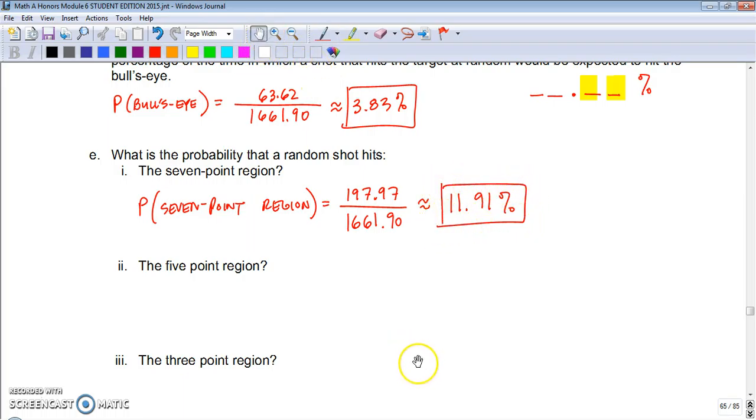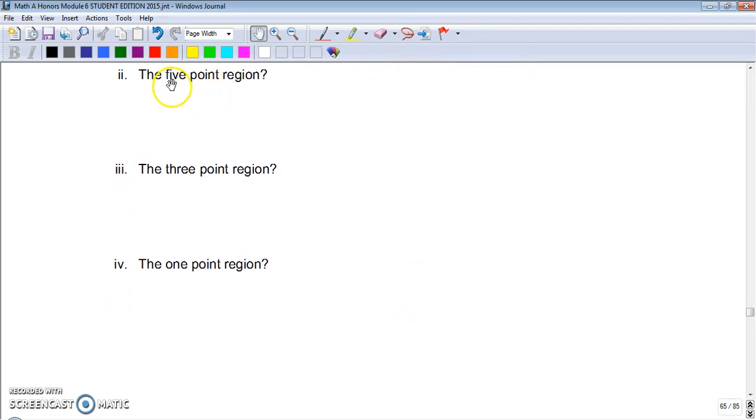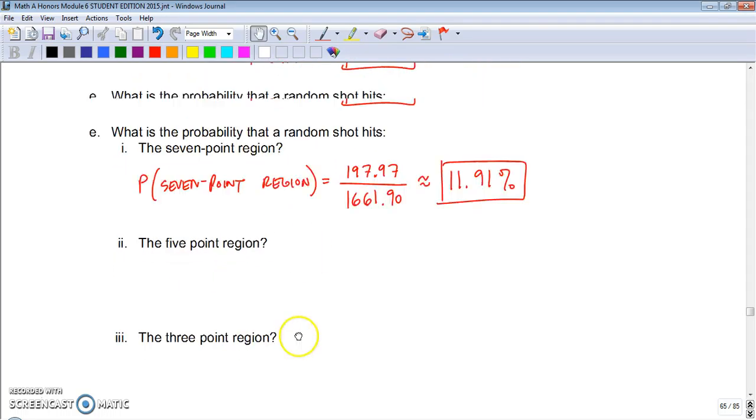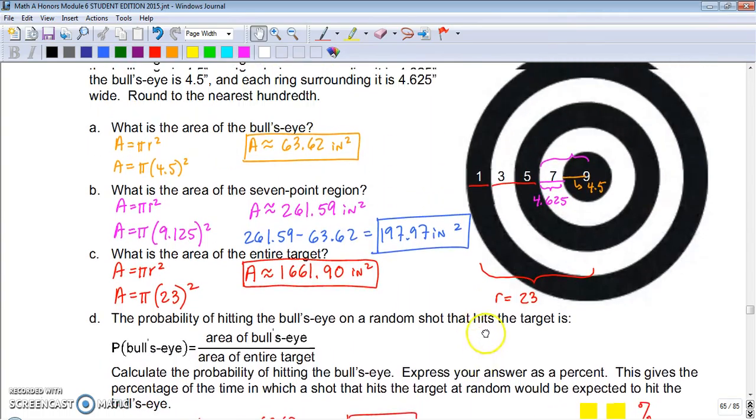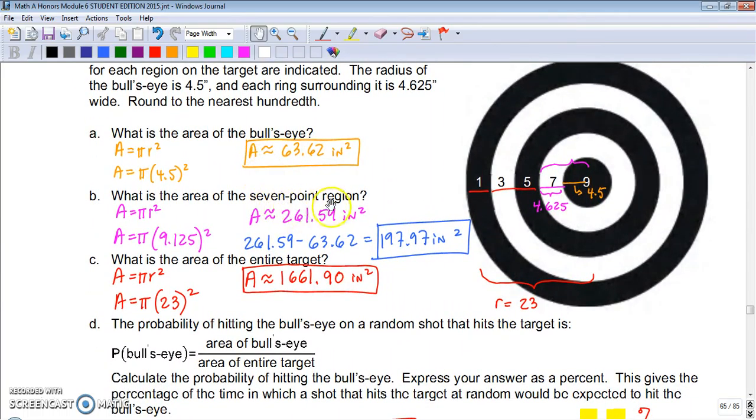And so for the questions that follow, you would be doing a similar thing. However, you might need to find, it appears, the area of the 5-point, 3-point, and 1-point region, because up at the top we actually did not find those. We only found the area of the bullseye, the 7-point region, and the entire target.